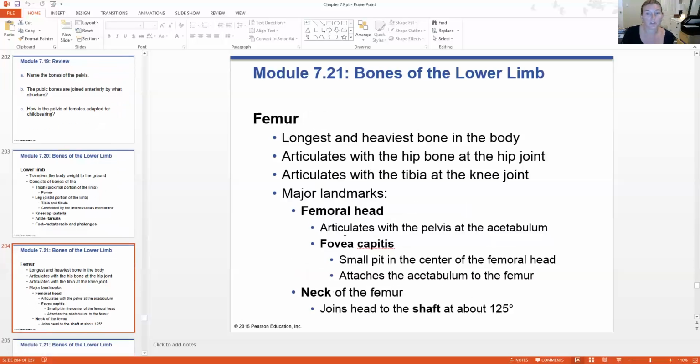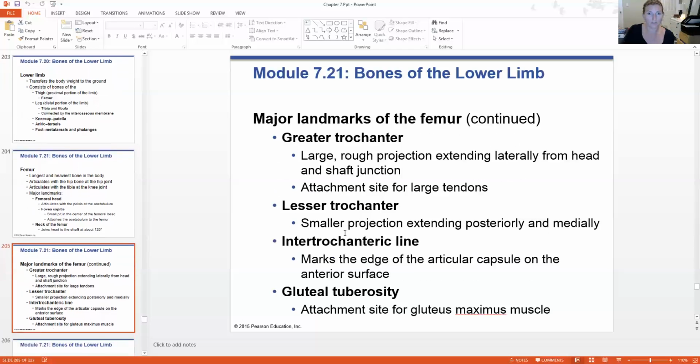Let's talk about the femur. Largest, heaviest bone in the body. Articulates with the hip joint, articulates with the tibia at the knee joint. Major landmarks. Femoral head has a fovea capitis. This is a little pit allowing for attachments to the acetabulum, and then there's a neck as well, connecting to the shaft.